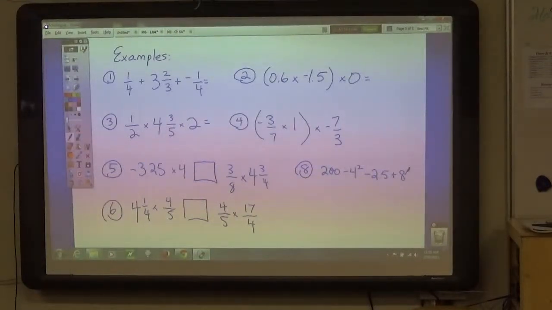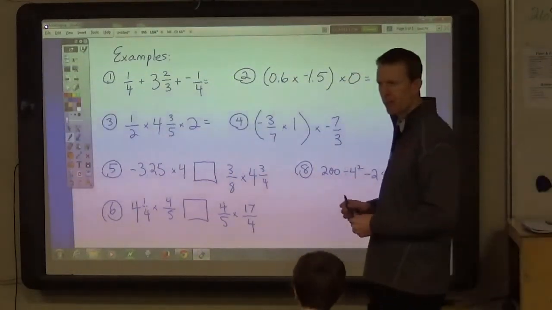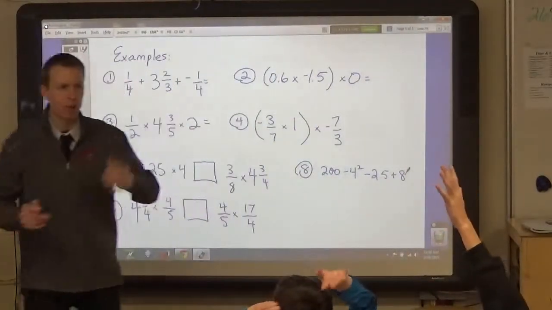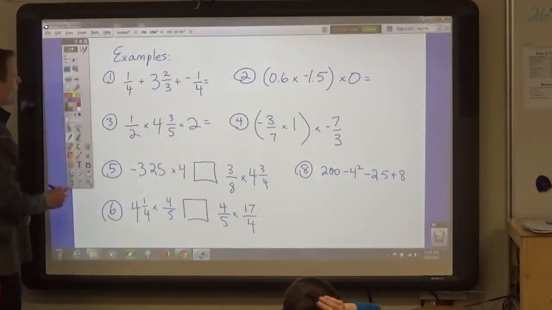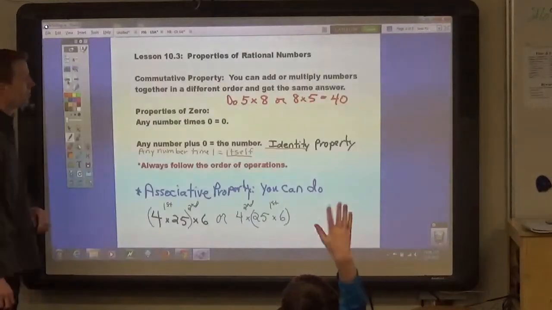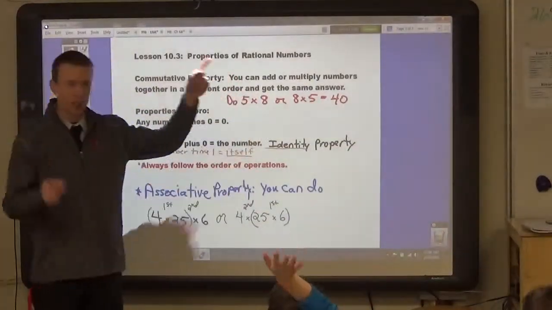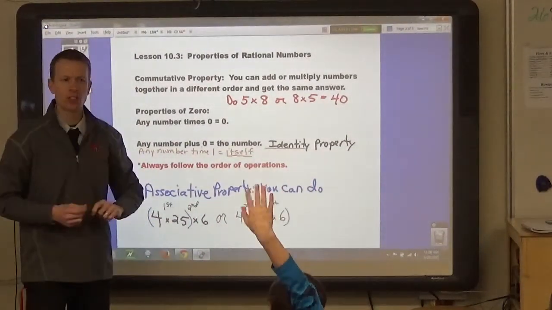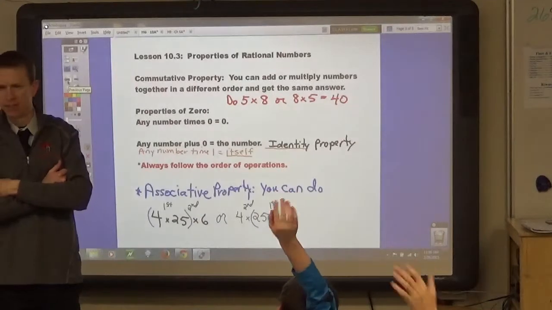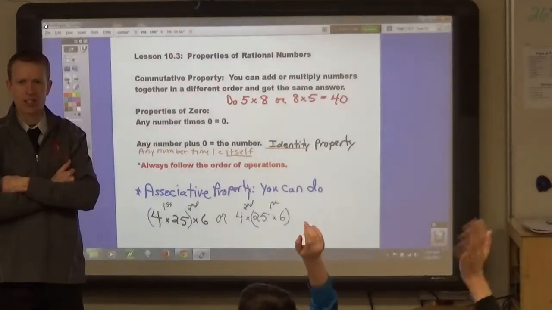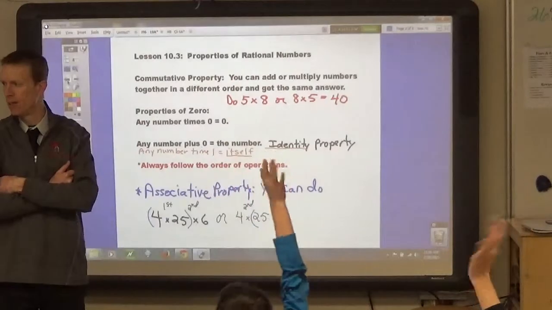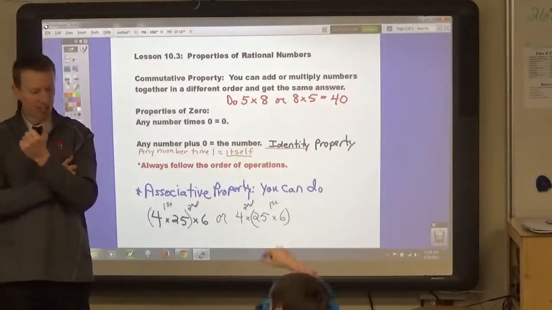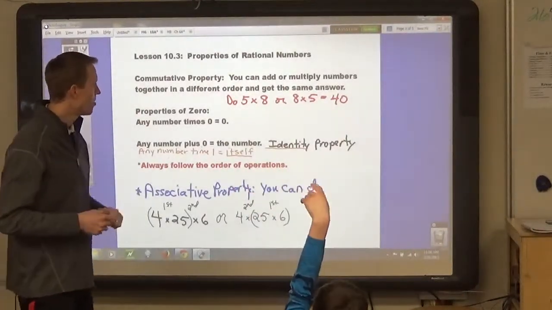All right, sixth graders, this is from lesson 10.3. In lesson 10.3, we talked about properties of numbers. Remember some of the properties we talked about? The commutative property, yep. The commutative property means you can switch the numbers around and still get the same answer. What operations does the commutative property work for? Merlin? Multiplication and addition, right.